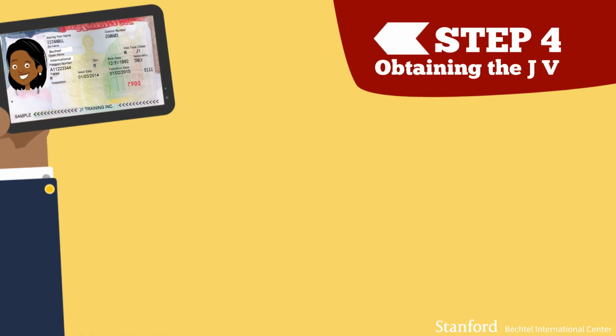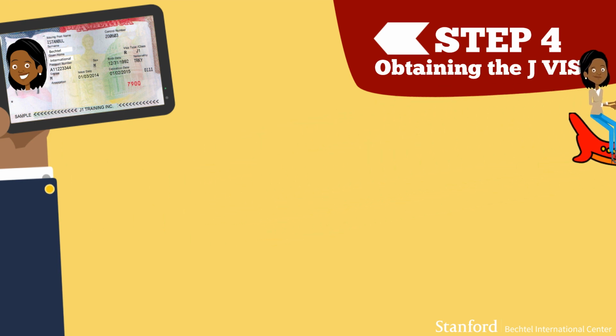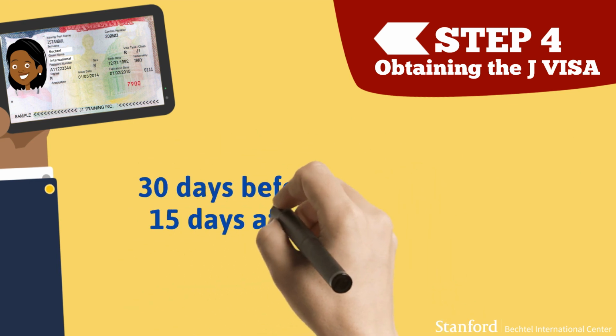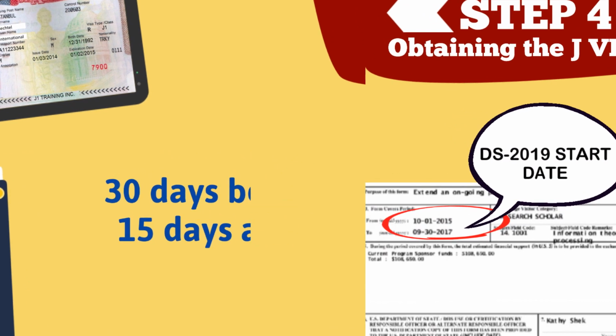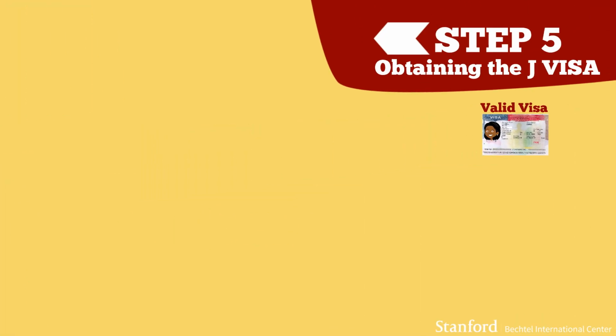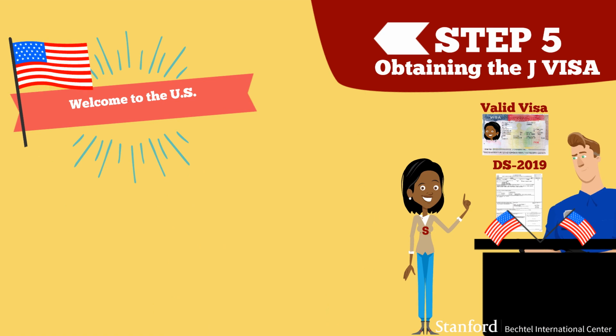Once you have your visa stamp from the embassy or consulate, you can make your plane reservations to Stanford. You may enter the US up to 30 days before the start date on your DS 2019 and up to 15 days after the start date on your DS 2019. Please make sure that along with a valid J visa and your passport, you have the DS 2019 form with you on board, so you can present it to the immigration officer when you land in the United States.